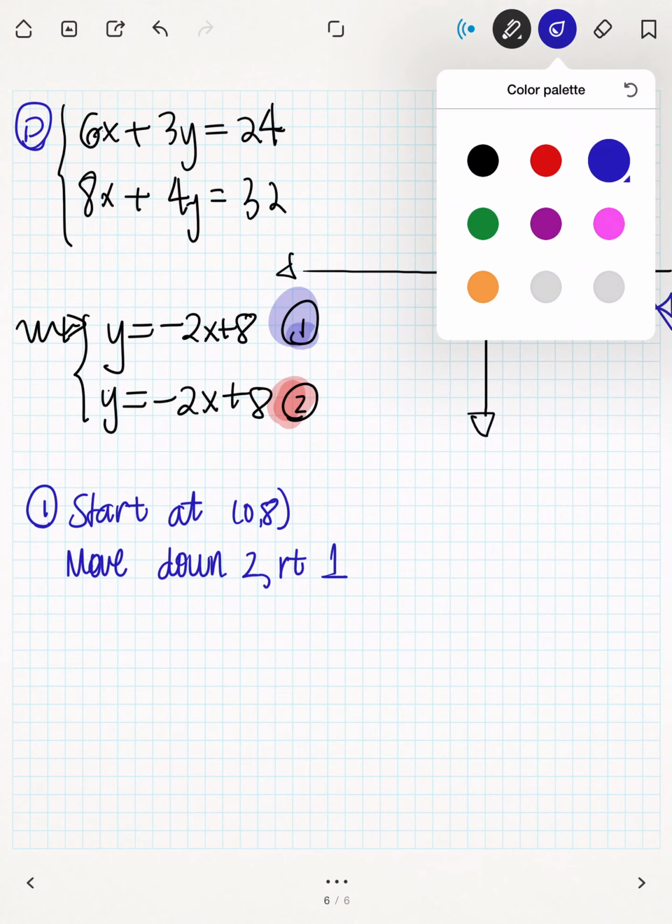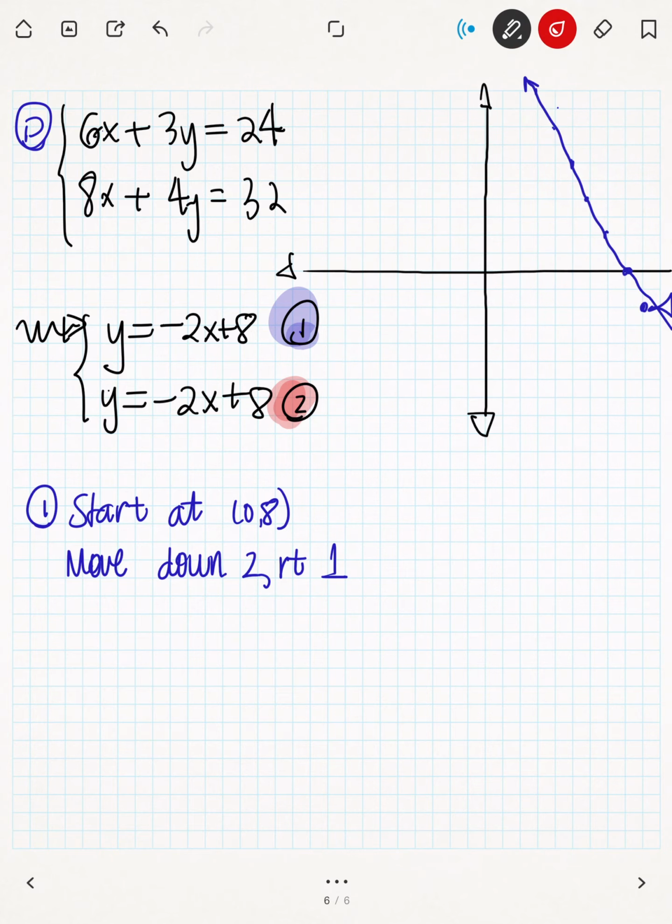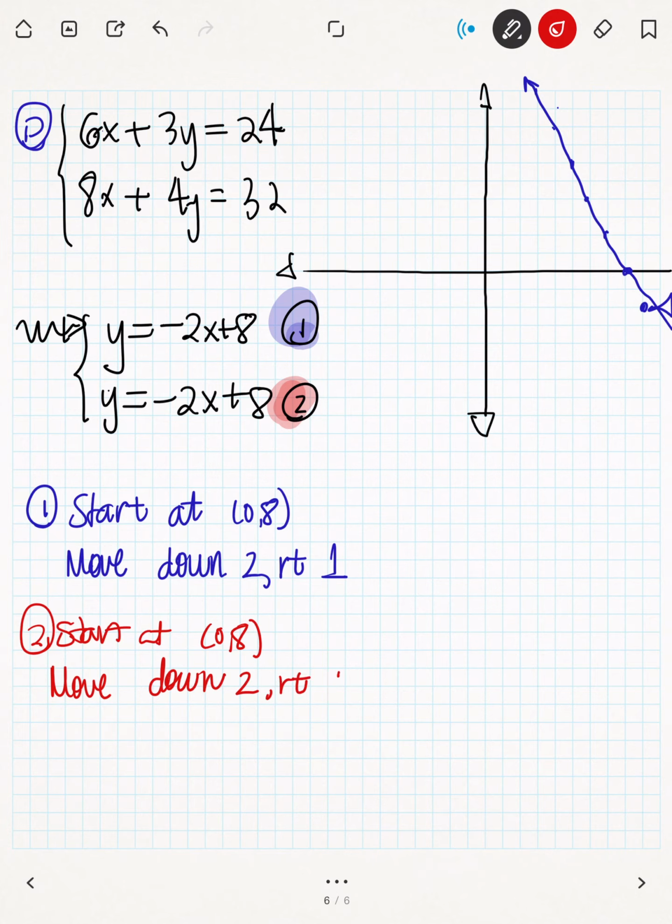Finally, let's do the red. So red says the same thing, right? Start at 0, 8. Move down 2, right 1.